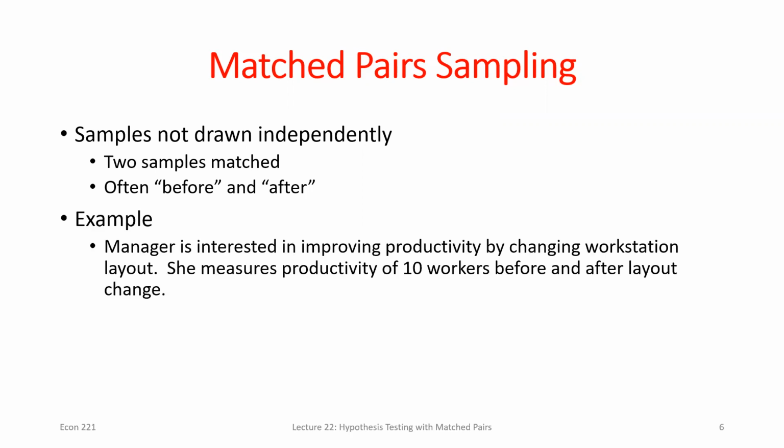So the example that I have here is, let's say I have a manager and they change the workstation layout and they want to know, does it change productivity, right? Maybe are people moving around this production process somehow better than before? And so I've got the same 10 workers, right? So I don't have 2 populations. I don't have 2 samples, right? I've got the same 10 workers. I just have a before and an after measure of their productivity.